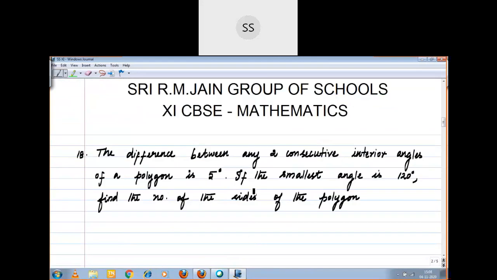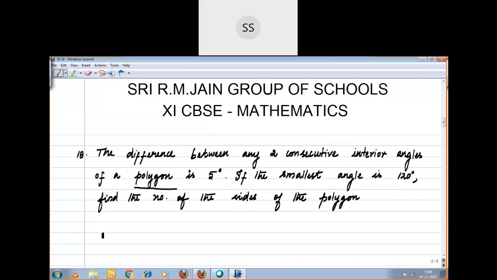The difference between any two consecutive interior angles of a polygon is 5 degrees. Consecutive means what? Next to the next, right? 1 and 2 are consecutive numbers, continuous. Polygon means what? A figure with 3 or more sides, we call it a polygon. If the smallest angle is 120 degrees, find the number of sides of the polygon, right?